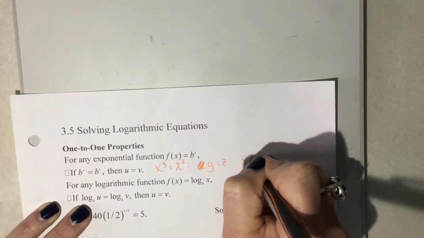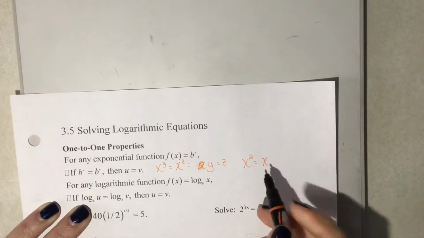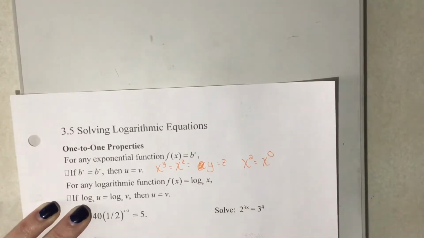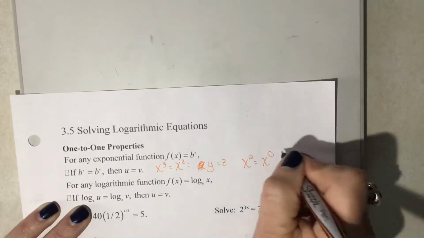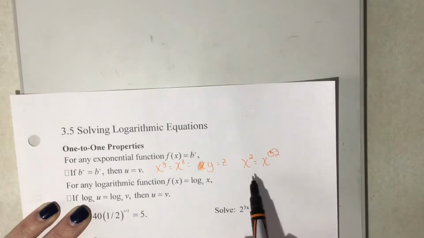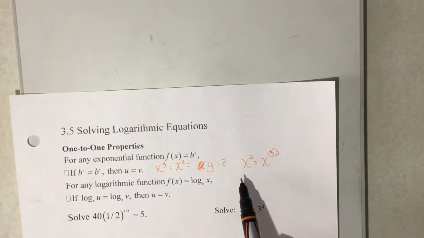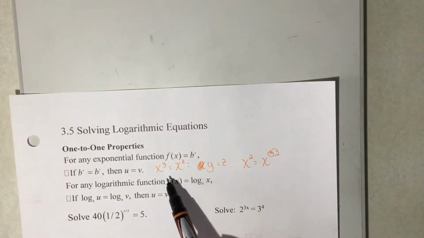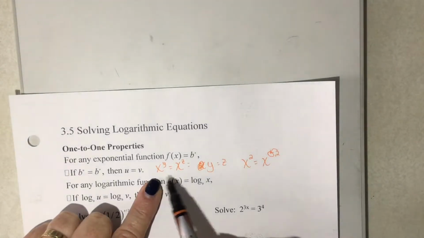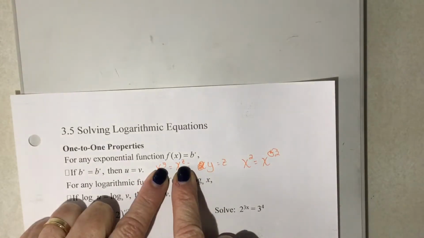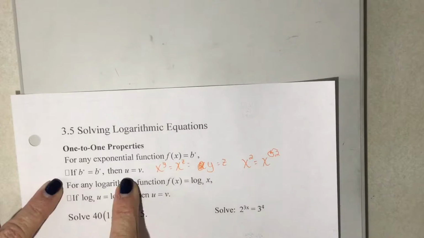If x squared is equal to x raised to something, what does that something have to be? A 2. And that's why I'm saying it makes sense when it's actual numbers, but when we have variables, it's not quite so in your face, okay? And so we're going to be utilizing this in exponential form. If my base is the same, therefore then my exponents have to be the same. Okay, so that's this first rule.